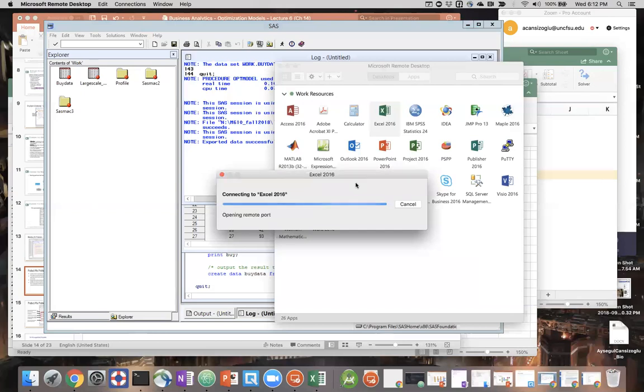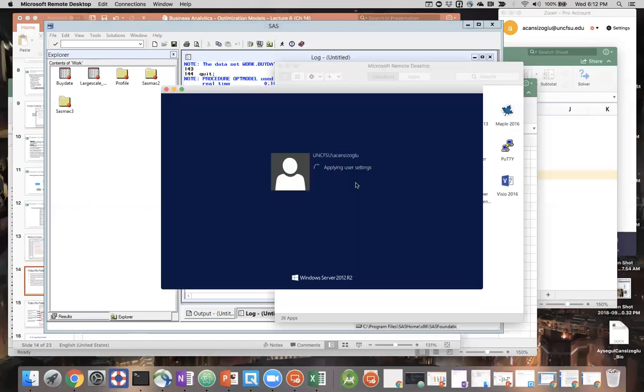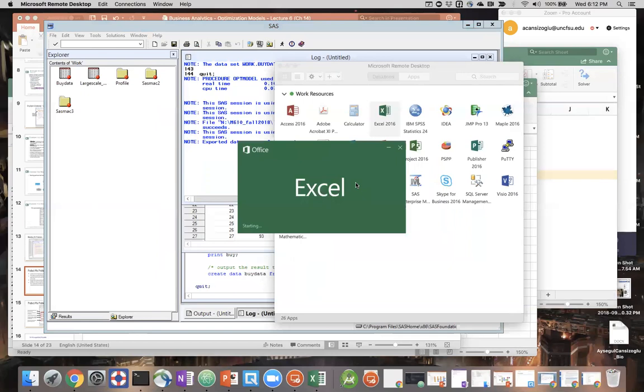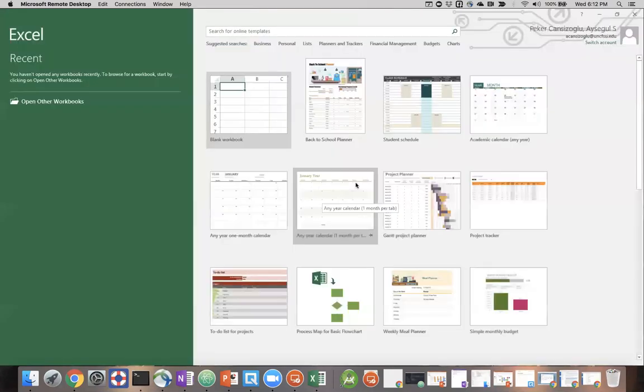Okay, so while it is opening, I will just recap what we did here. So this is a more advanced application of optimization, right? And in this advanced application, what we did is we inputted a big data into the optimization model. Instead of writing things one by one, we read the data.